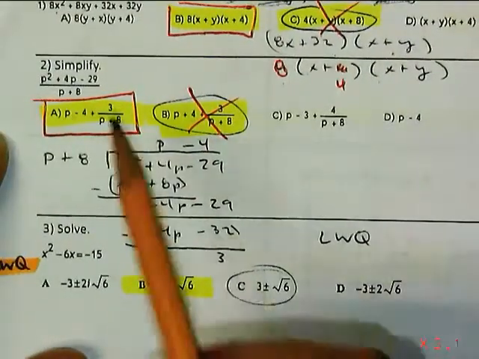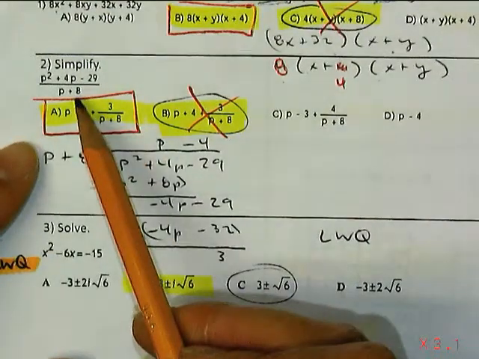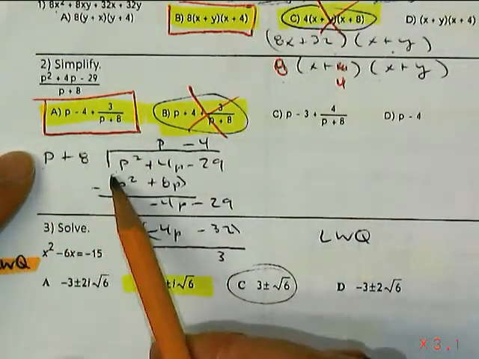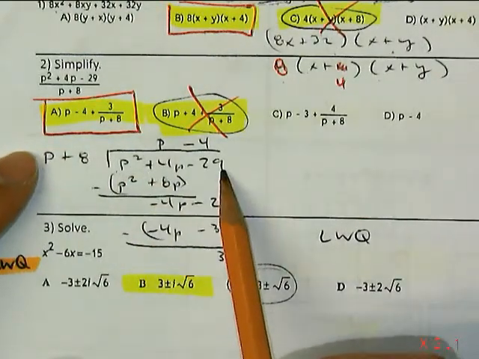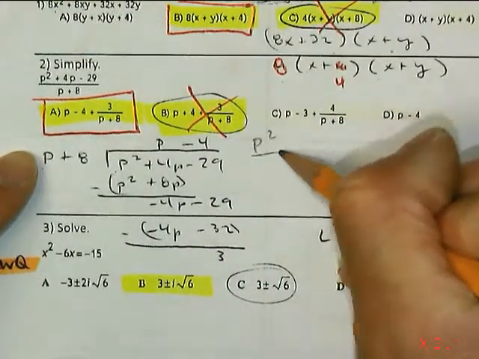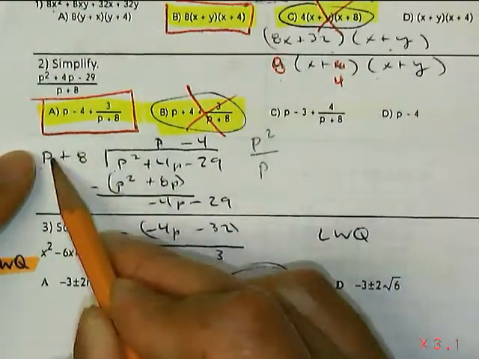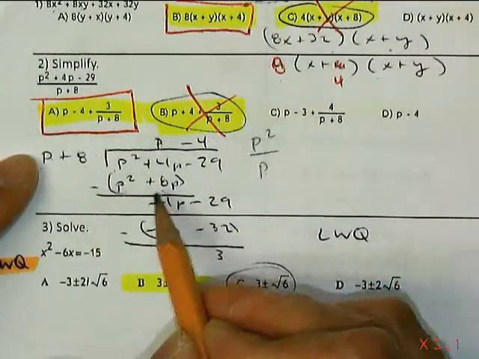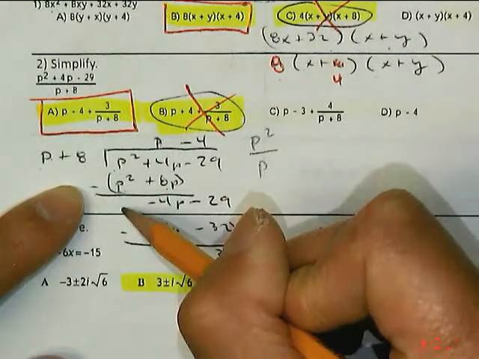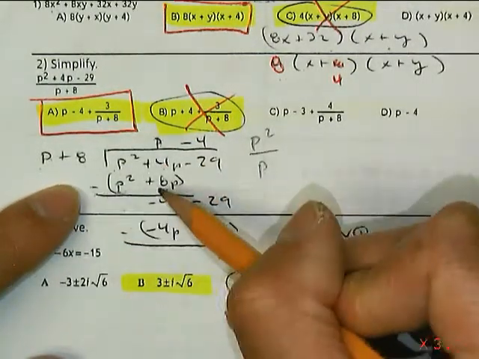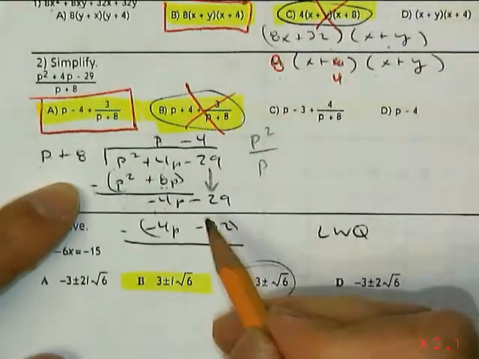Alright, question number 2, you are essentially doing division of polynomials. So I'm going to use long division, p plus 8, and my dividend is p squared plus 4p minus 29. Remember, to start the problem, you do p goes into p squared, you simplify that to p. P times p is p squared, p times 8 is 8p, and you're subtracting here. So you want that to equal 0, which it does, and then 4 minus 8 is a negative 4. So negative 4p. Bring this one down.